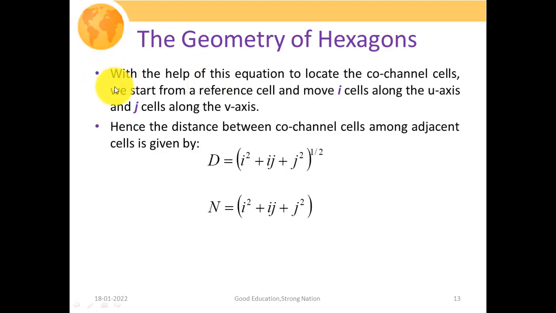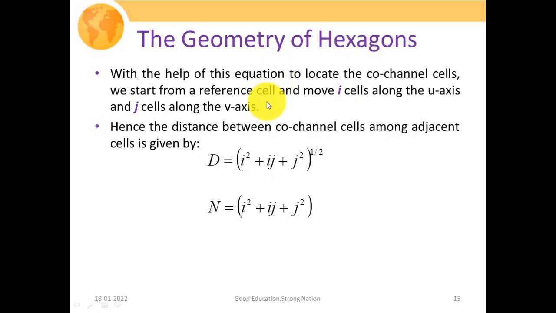Now with this discussion so far, how are we going to locate the co-channel cells? Here the criterion is quite simple. With the help of this equation, to locate the co-channel cells, we start from any reference cell and move i cells along the u-axis, then j cells along the v-axis, and wherever we reach, that would be considered a co-channel cell.